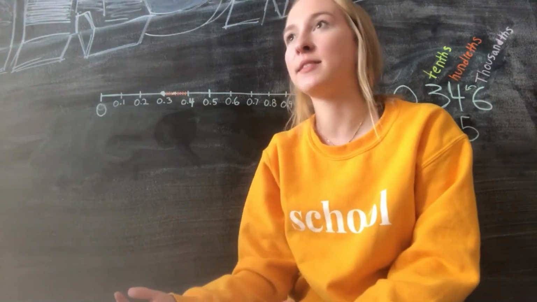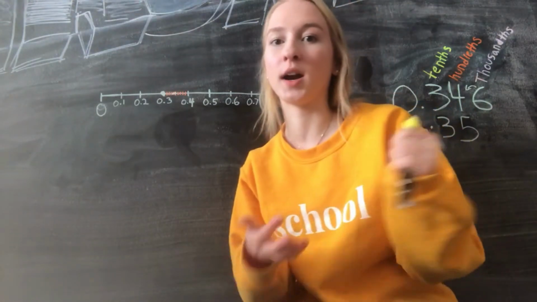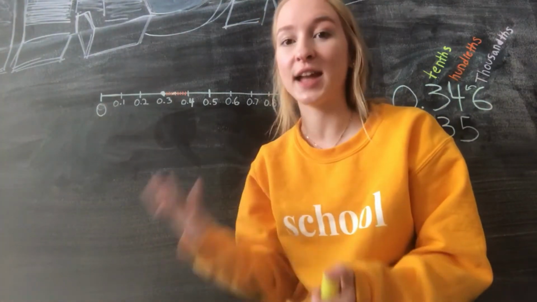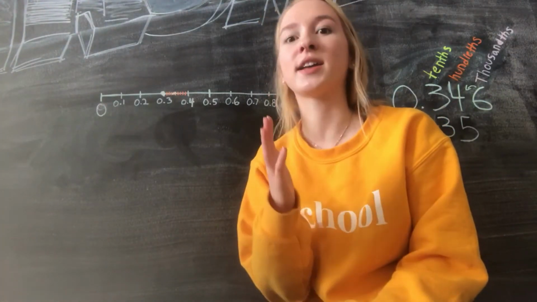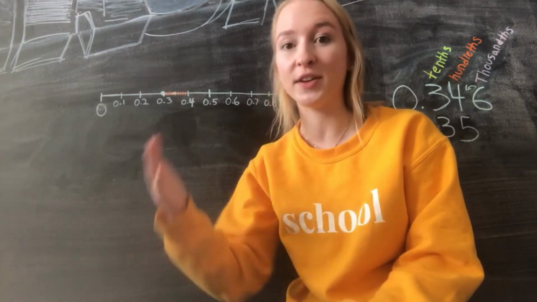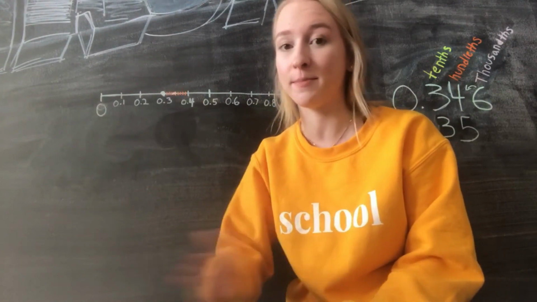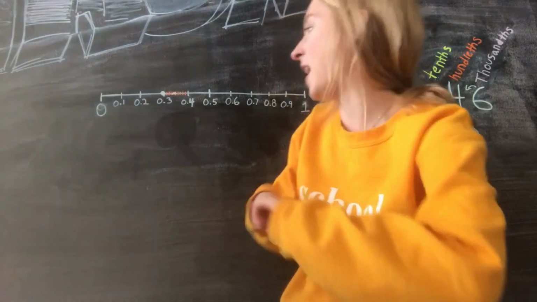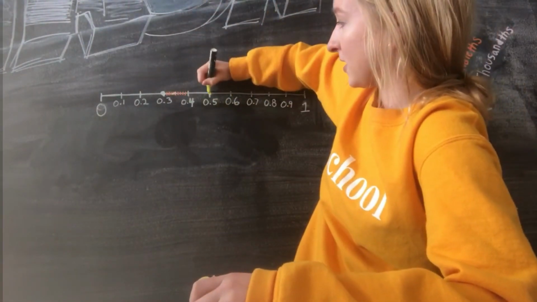If you had a number that was, say, 0.46 and it wanted it rounded to the tenths place, you would think, okay, 6 is bigger than 5, and so that bumps up the number in the tenths place, and that would actually be 0.5, and then that would go here.